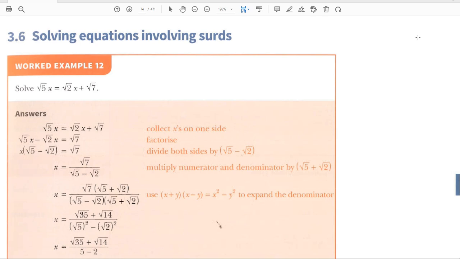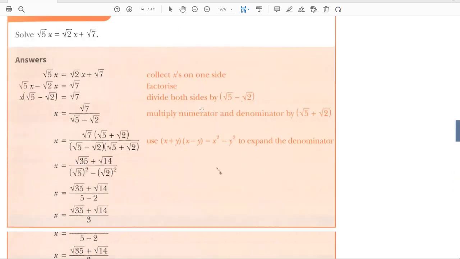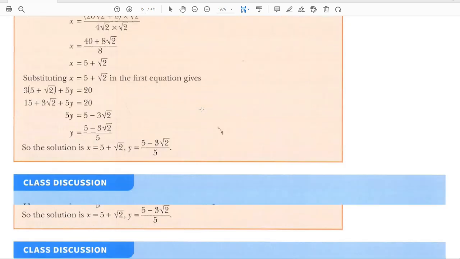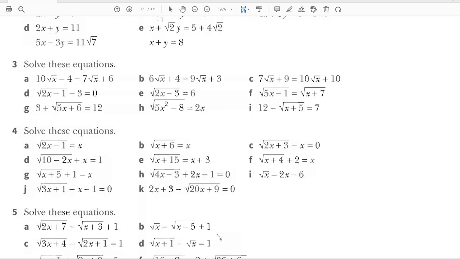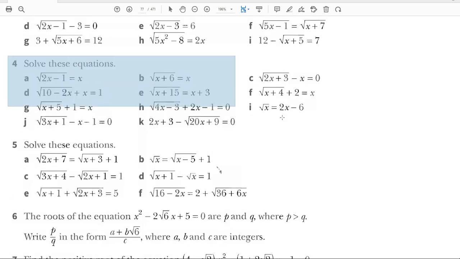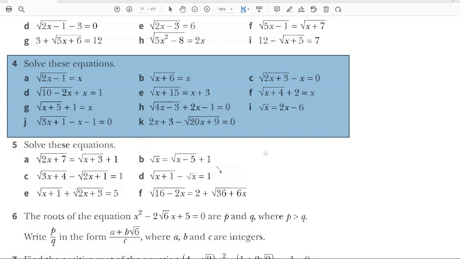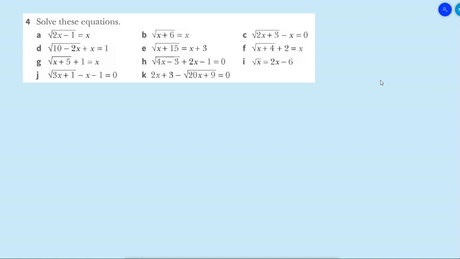So I am going to start question number 4, exercise 3.6, and the question, as you can see on the screen, is to solve these equations from part A to part K. So let's start question number 4, part A of exercise 3.6. Part A is square root of 2x minus 1 equals x.